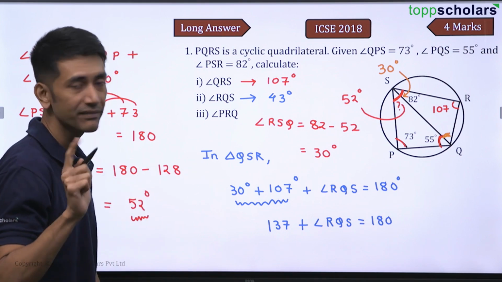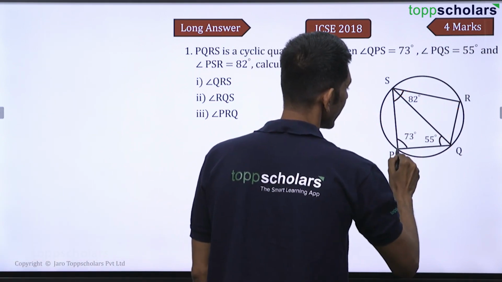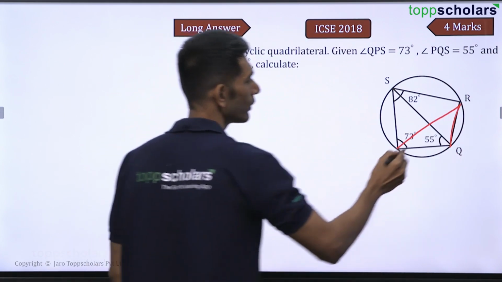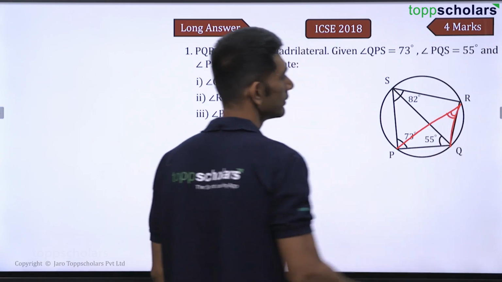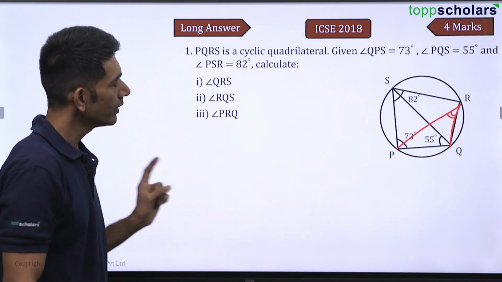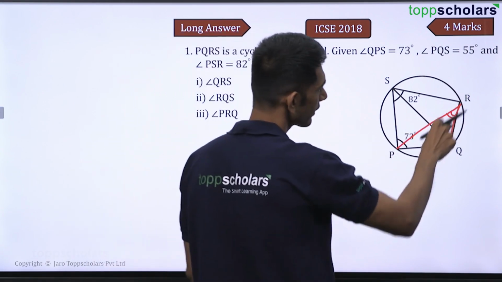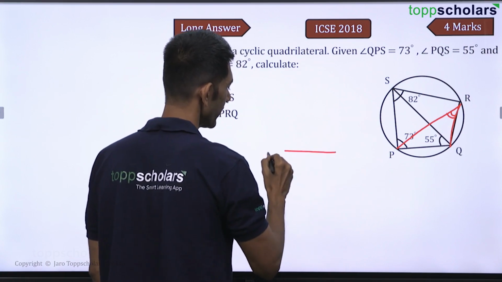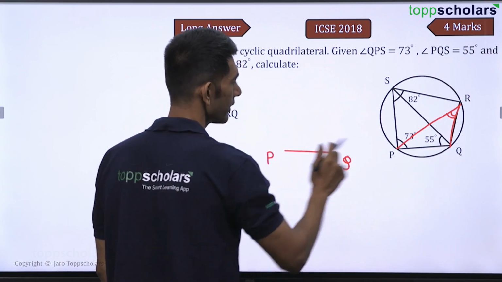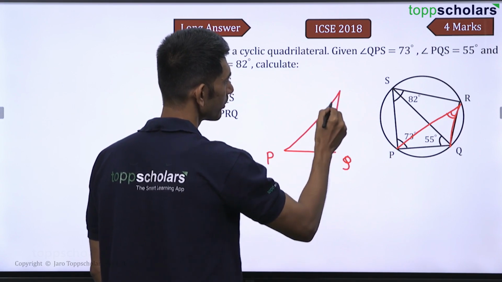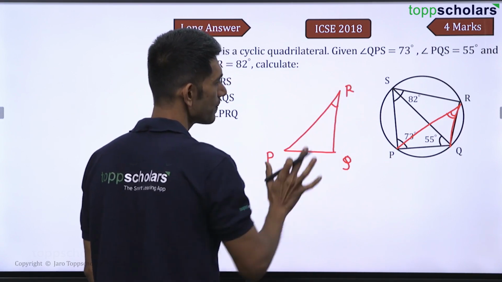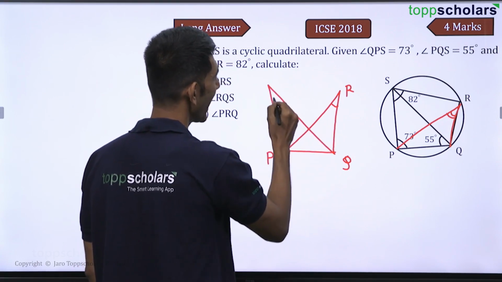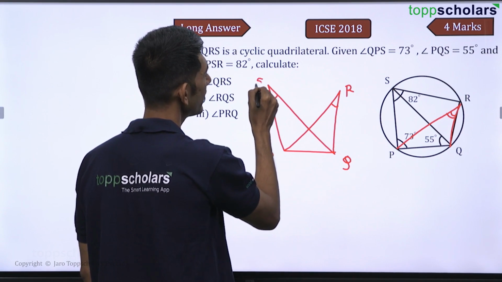PRQ, now that is slightly different, understand. For PRQ, I need to join this, right? And we are supposed to find out this PRQ. Okay, now understand. To find out this PRQ, observe angle PSQ. See, there is a base PQ. The angle goes like this. This is PRQ. With the same base, there is one more angle over here, that is angle PSQ.